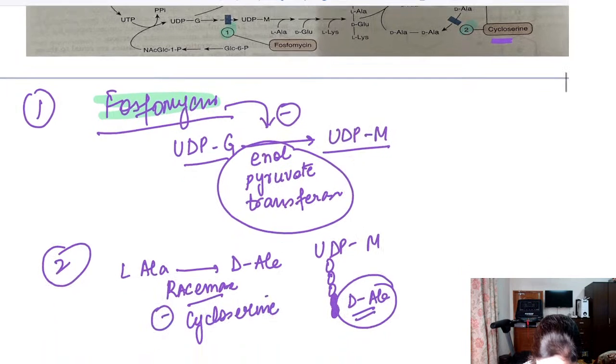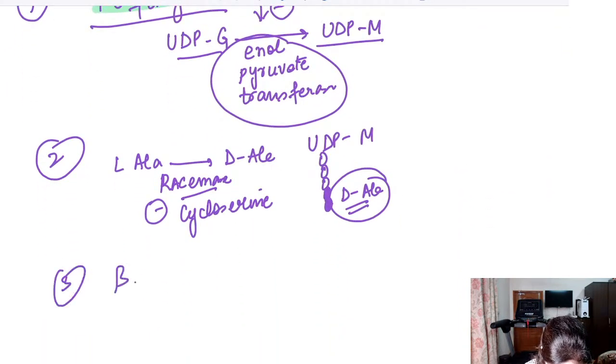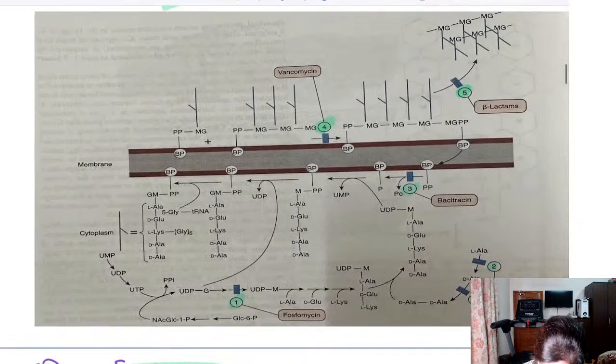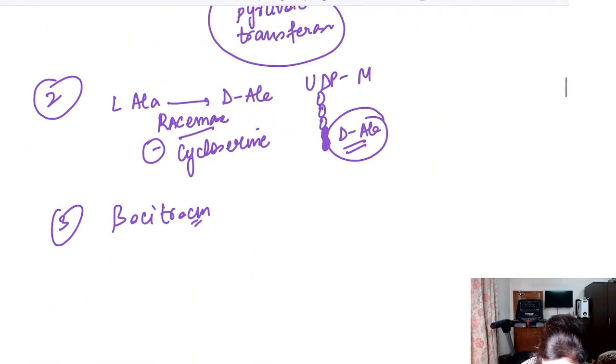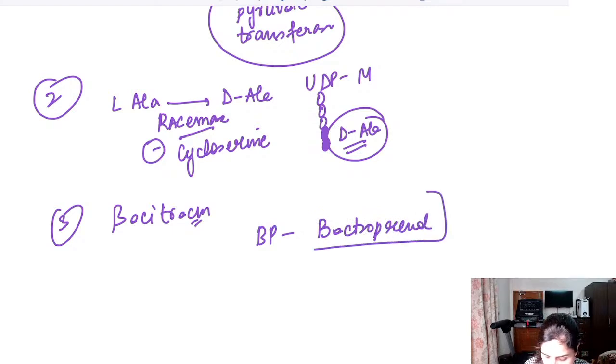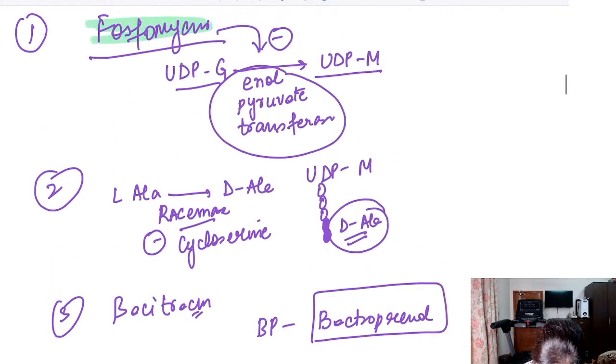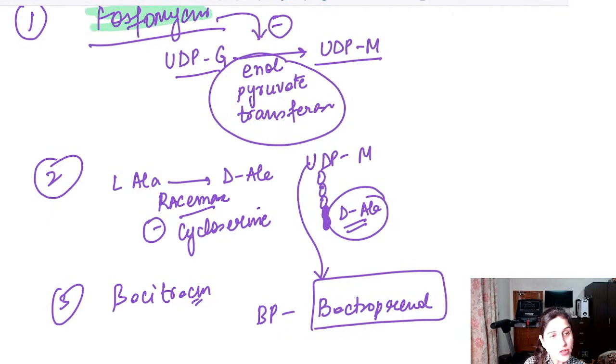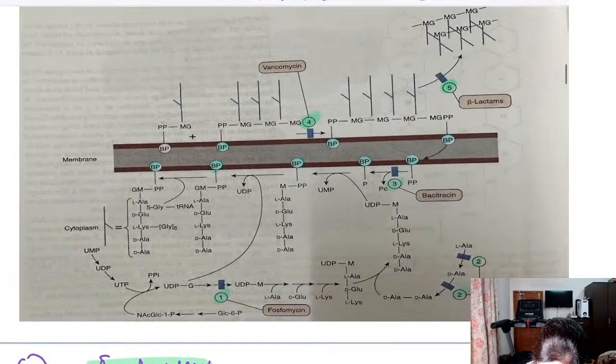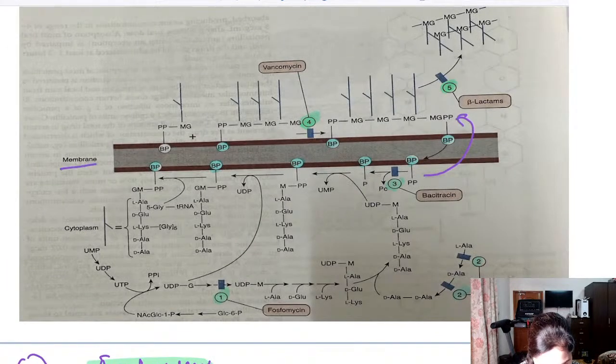Coming to the third step, that is for bacitracin. Now for bacitracin, you note there, I will show you with another color. See here, this BP, BP is written, and this BP is bactoprenol. Now, what is the role of this bactoprenol? The UDP is bound to this bactoprenol, and this bactoprenol flips it to the outside. Now, this is the membrane, this is the cytoplasm.